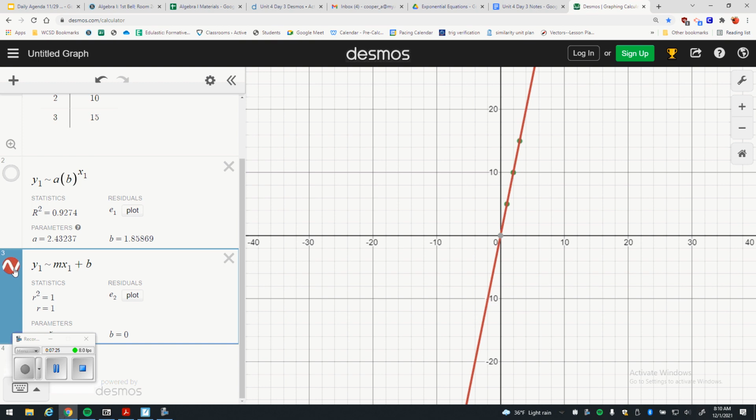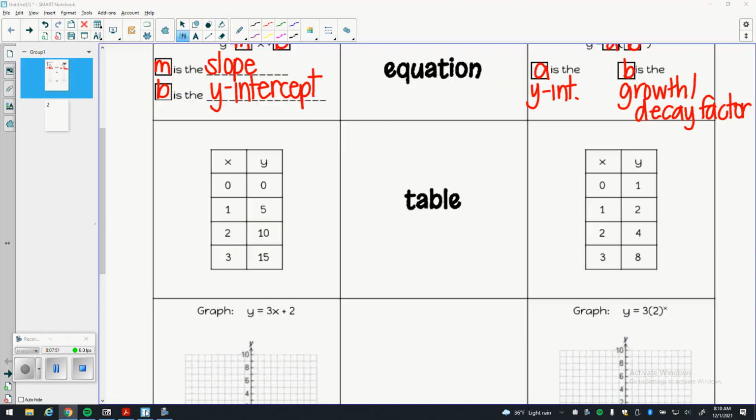Now, here's the deal. This is going to be really helpful for you, and the AIR test doesn't expect teachers to have figured this out, but we're smarter than them. What you want to look for is this r squared number, and it wants to be as close to 1 as possible. So which one's closer to 1, 1 or 0.92? 1. So is this linear or exponential? It's linear, and is it linear increasing or decreasing? Increasing.